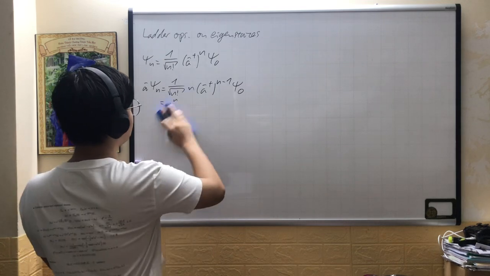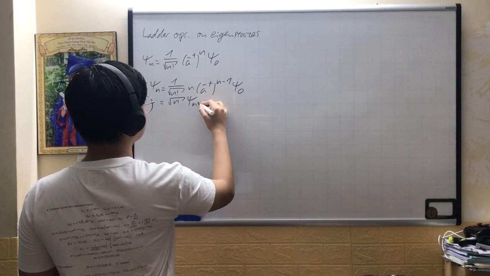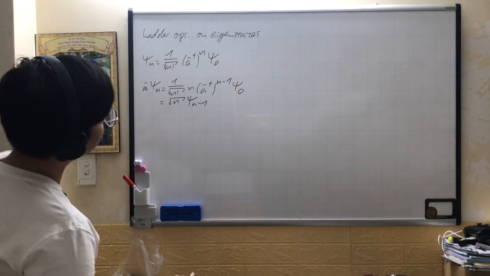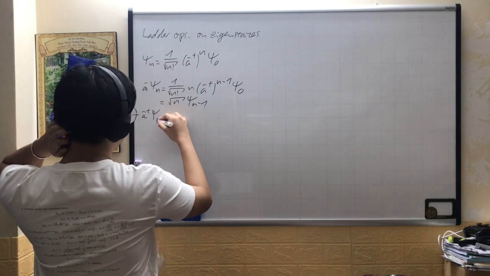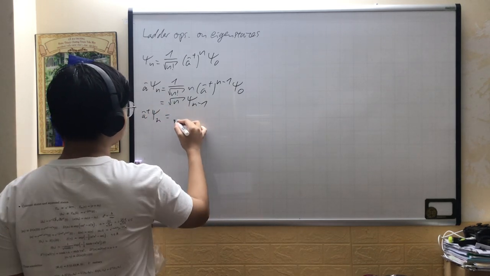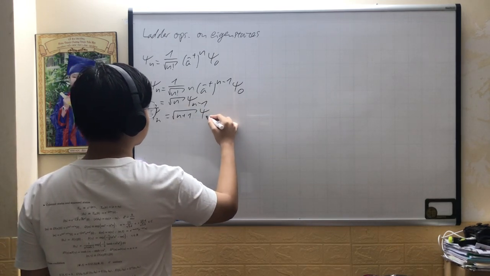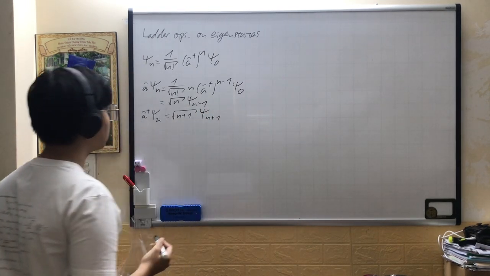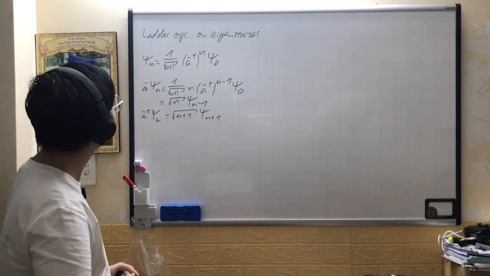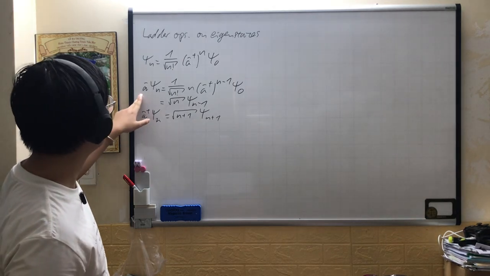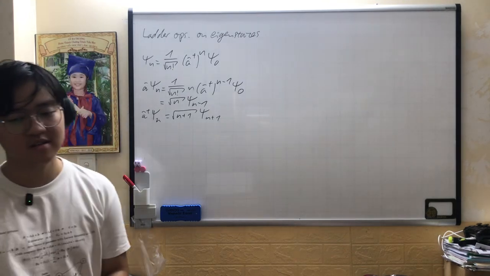Nah, it's just not right. This, let's try that. Yeah, it's way better. And for the creation operator, you would get an n plus 1 psi of n plus 1. There we go. This is what you would get when you act these ladder operators on an eigenstate.